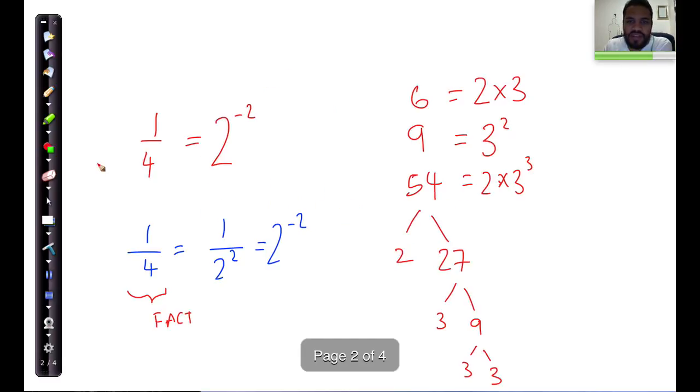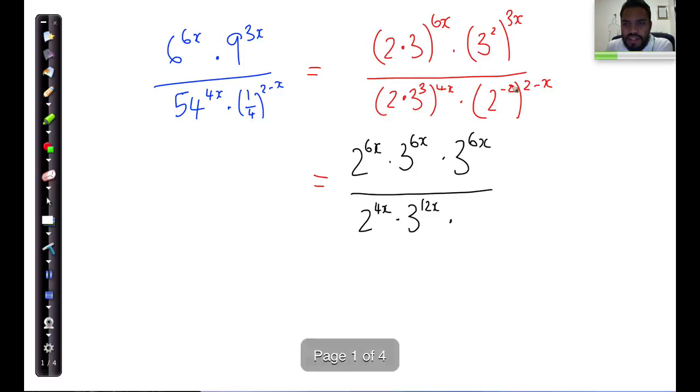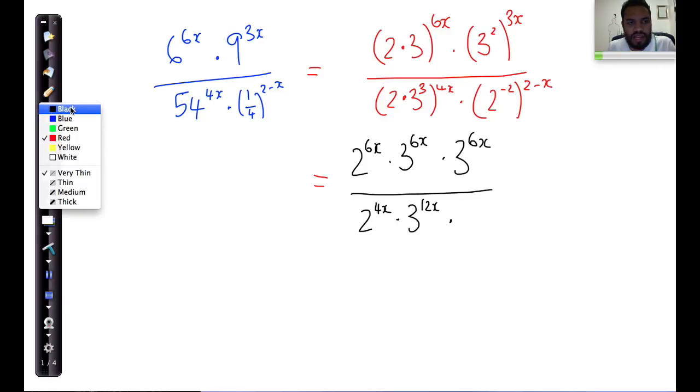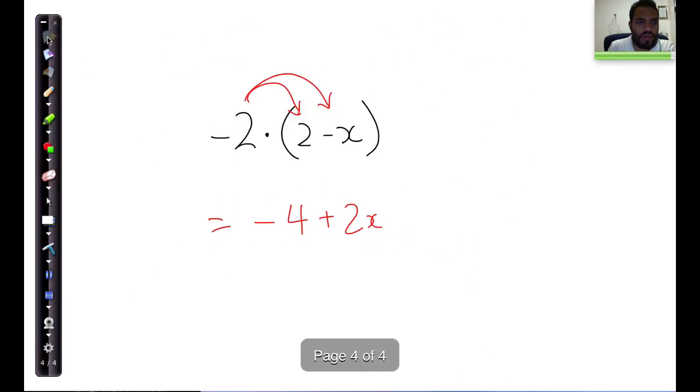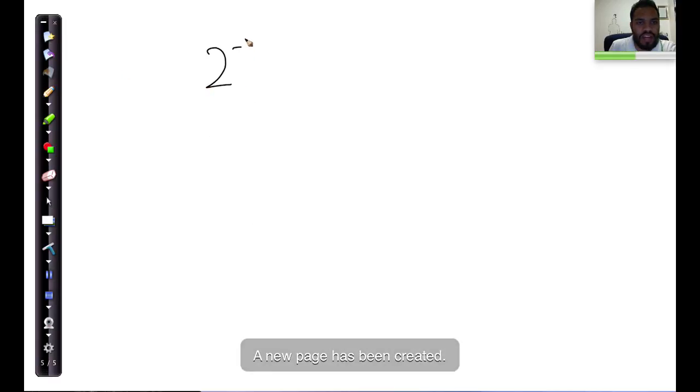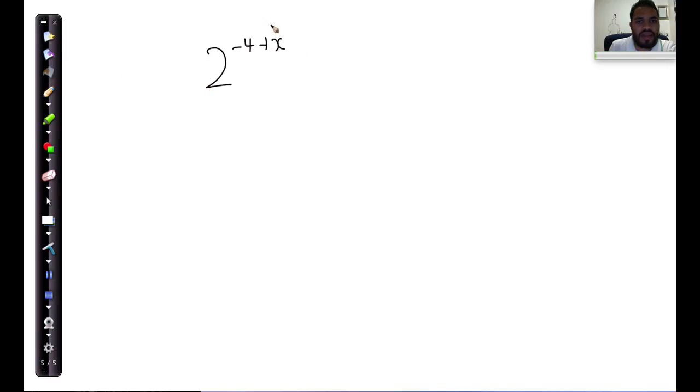So let's see what we get over here. This is going to be 2 to the power of minus 4 plus x. Okay, now that's a very important thing to note over here. 2 to the minus 4 plus x can also be broken up. And before I continue, I'm going to show you how we break that up. 2 to the minus 4 plus x.